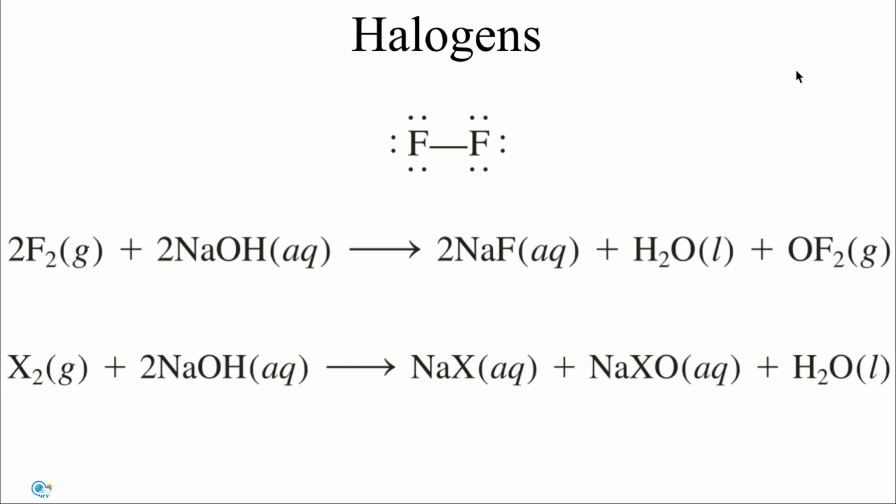The chemistry of fluorine differs from that of the rest of the halogens in the following ways. Fluorine is the most reactive of all the halogens. The difference in reactivity between fluorine and chlorine is greater than that between chlorine and bromine.